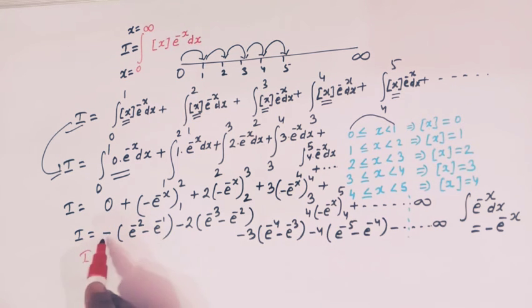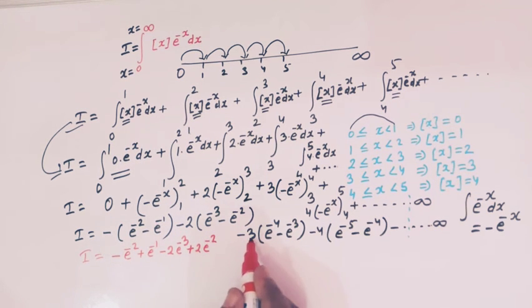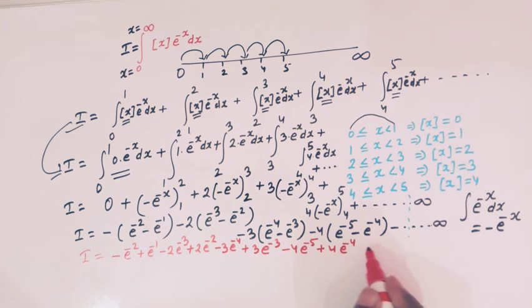negative sign, multiplying these two terms by this negative sign, we have minus e raised to minus 2 plus e raised to minus 1. Here we have minus 2 times e raised to minus 3, then we have plus 2 times e raised to minus 2, and here we have minus 3 e raised to minus 4 plus 3 times e raised to minus 3, and then we have minus 4 times e raised to minus 5 plus 4 times e raised to minus 4, and so on, right?